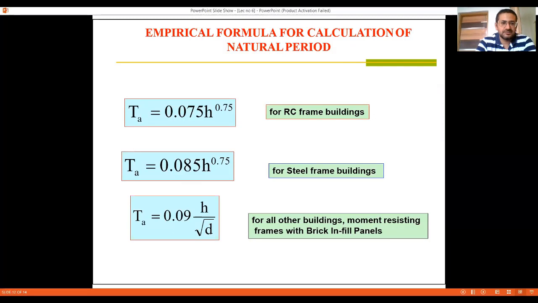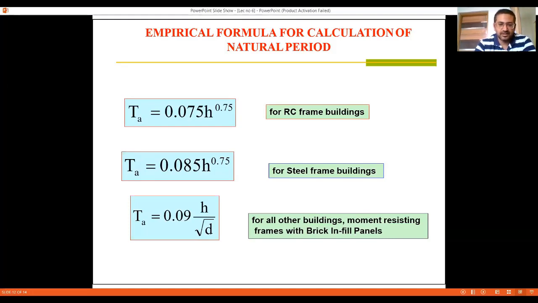So, in case of RCC buildings, two cases are considered: without infill or with infill. The first formula, T is equal to 0.075 H raised to 0.75, is for without infill. And if we want to take the effect of infill, then T is equal to 0.09 H divided by root of d, where H is the height of the building and d is the maximum dimension of the building in that particular direction.